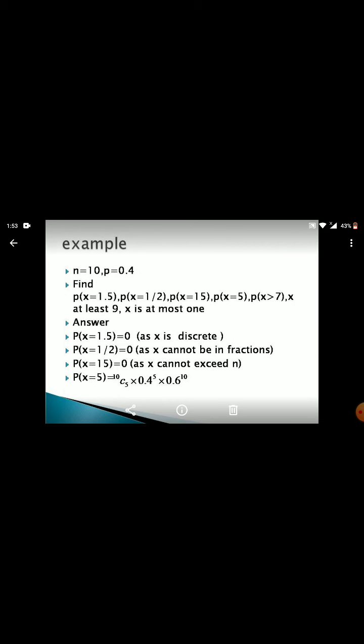Okay, this is another example. Here n is mentioned and p is mentioned. As I had told you, you just need two things, n and p, which are given over here, and you have to find the probability of x is equal to 1.5. There are different parts of the example: P of x is equal to 1, x is equal to 2, P of x is equal to 5, P of x is greater than 7, x is at least 9, x is at most 1.